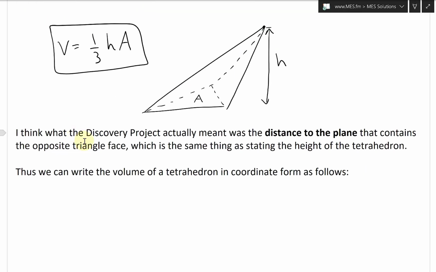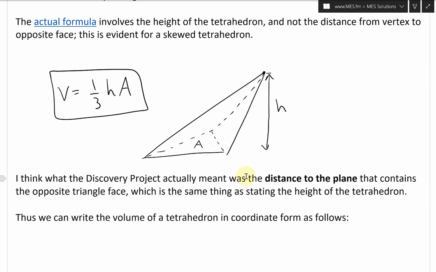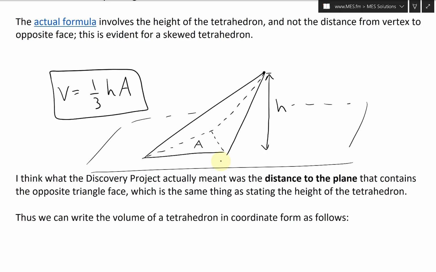All right, and going further, I think what the Discovery Project actually meant was the distance to the plane that contains the opposite triangle face, which is the same thing as stating the height of the tetrahedron. So this distance right here is the same as the distance from this point to the opposite face, or to the plane that consists of this opposite face. If we had a plane like that, in 3D, and this triangle is inside this plane, then the distance from that plane that contains a triangle to that point. I think that is what they were considering.